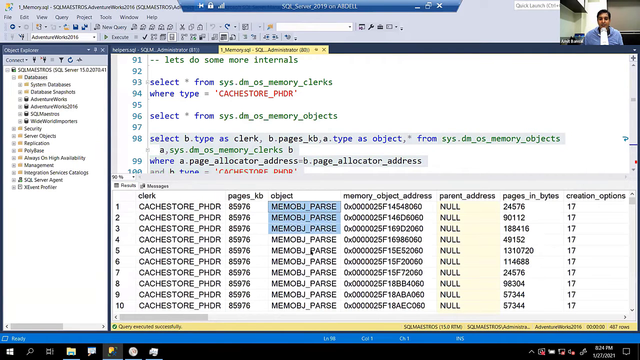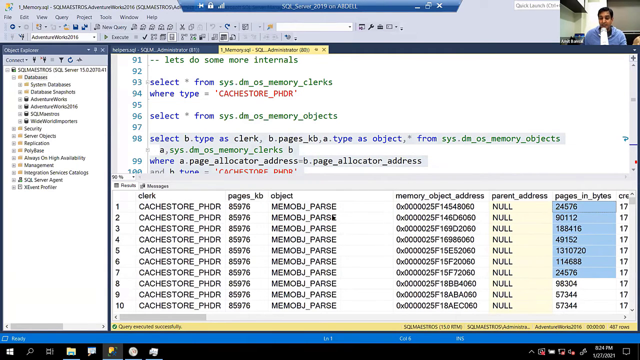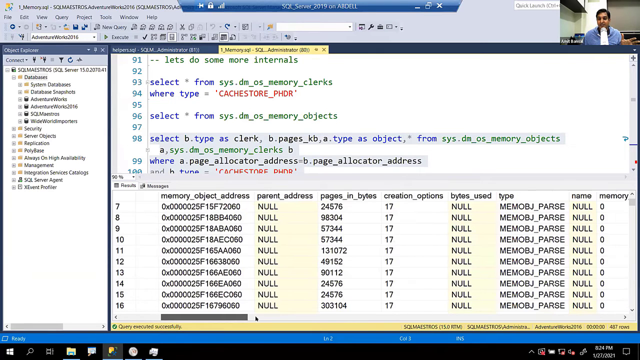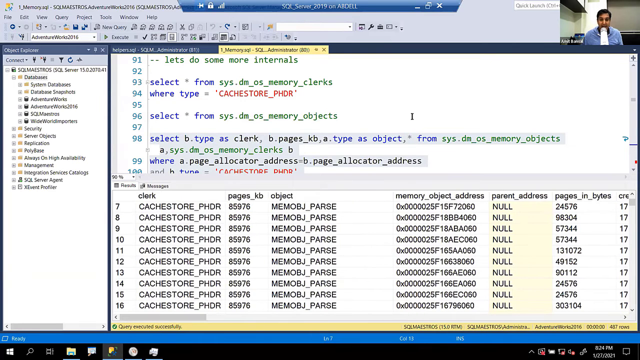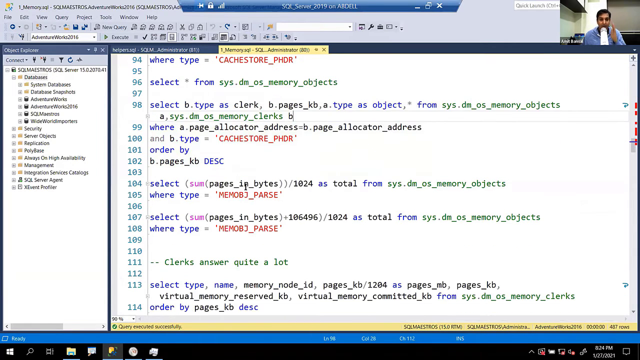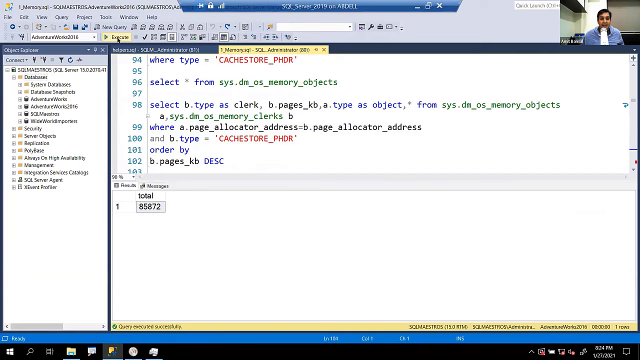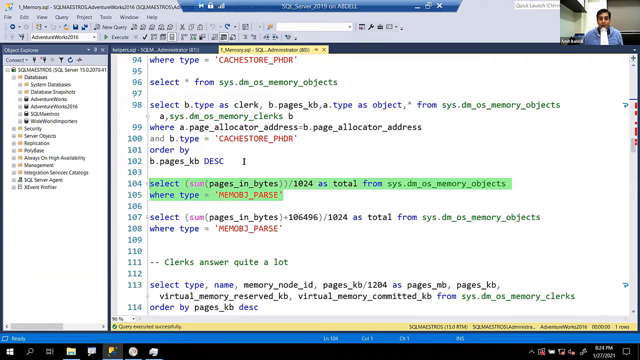You can see memobj parse, and you can see the pages in bytes. Now remember, each object there, so we can see about 487. This is nothing in production boxes. This number will be very high. So memobj parse is the object that is created by the clerk cache store PHDR, and it looks like this is a fixed-size object. Yes, it is page size in bytes, as you can see, 8192. And if we sum up all the memobj parse objects, what does it come up to? 85872. So it's not 85928, it is 85872, which means there could be one root object.